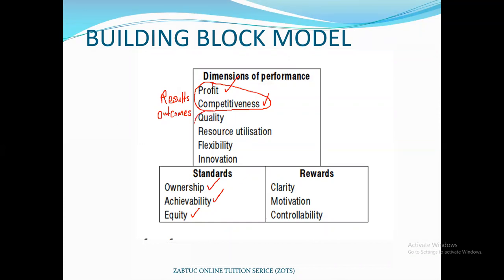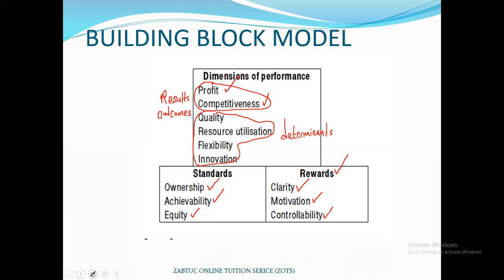And these outcomes result from these inputs. These are the inputs, or what we also call determinants. And once people have achieved their targets, we must give a reward. A good reward must be clear in terms of the formula that is used in the computation. It must have a motivational impact. And also it must be within the control of the recipient.